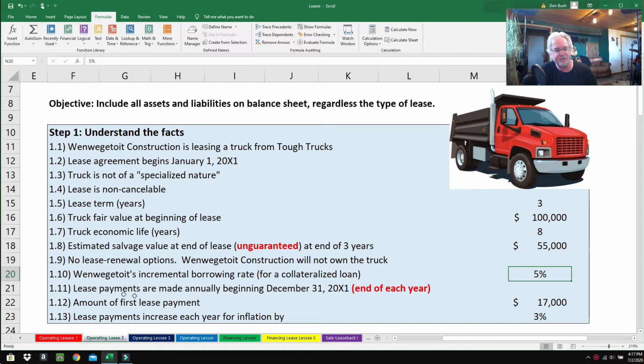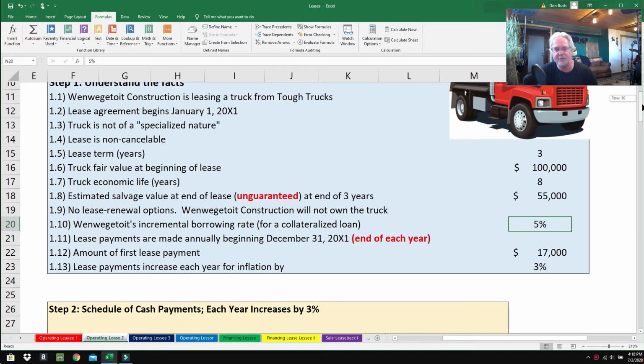1.11, lease payments are made annually beginning December 31st, 2001, end of year. And I did this on purpose because I wanted to make this example as simple as possible. Payments at the end of the year are very uncommon. It's more common to have the lease payments due at the beginning of the year. If you're renting an apartment, think about when the rent is due.